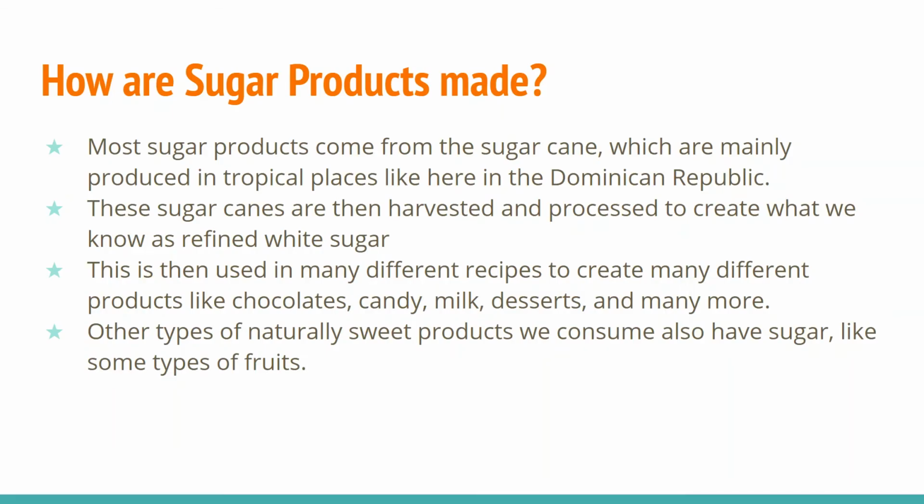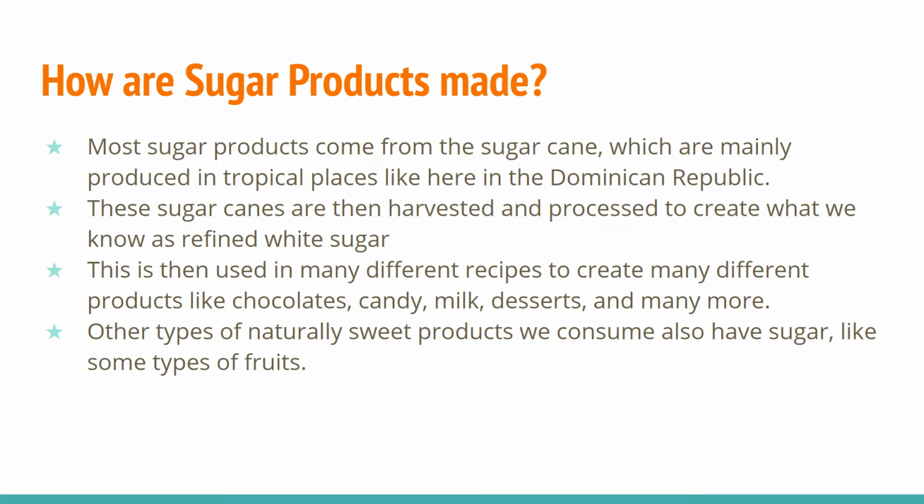How are sugar products made? Most sugar products come from sugar cane, which is a plant that is mainly produced in tropical places like here in the Dominican Republic. These sugar canes are harvested by big companies and then they are processed to create what we know as white refined sugar. Brown sugar is also a derivative from these types of plants, but it is not as processed as white sugar, which is why some people prefer to use brown sugar instead of white sugar.